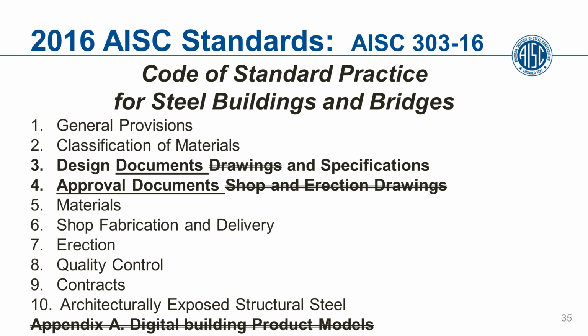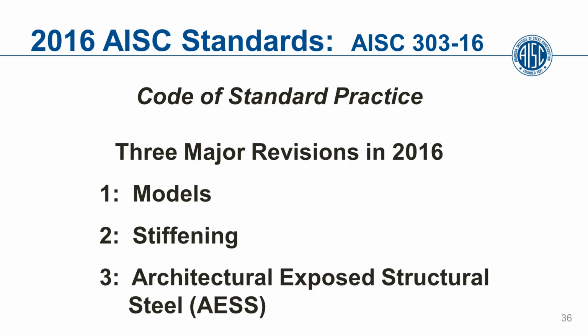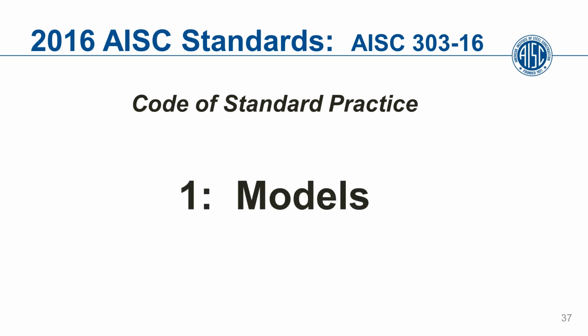Also, you will notice that Appendix A, the digital building product models, is totally deleted. That's because all the model language has now been incorporated integrally right into the Code of Standard Practice. We're going to go into that in a little more detail to show you how that is being covered. There are actually 3 major revisions in 2016. As I said, models, stiffening, and architecturally exposed structural steel, AESS. We'll handle each one of these subjects separately. We'll start with the models.